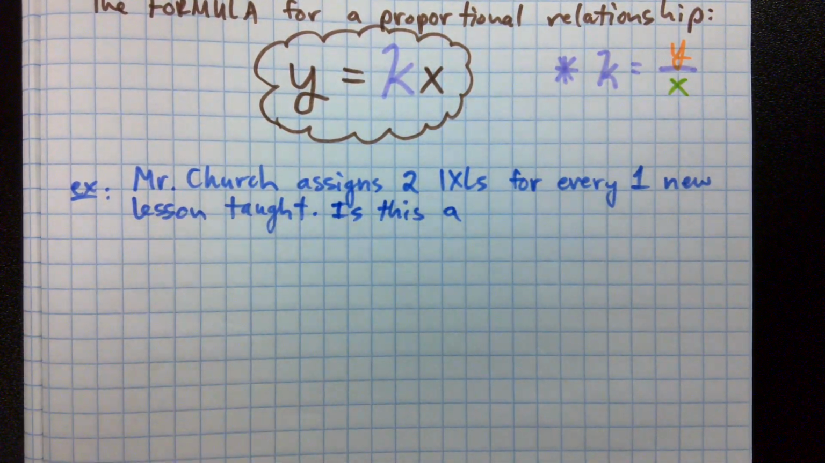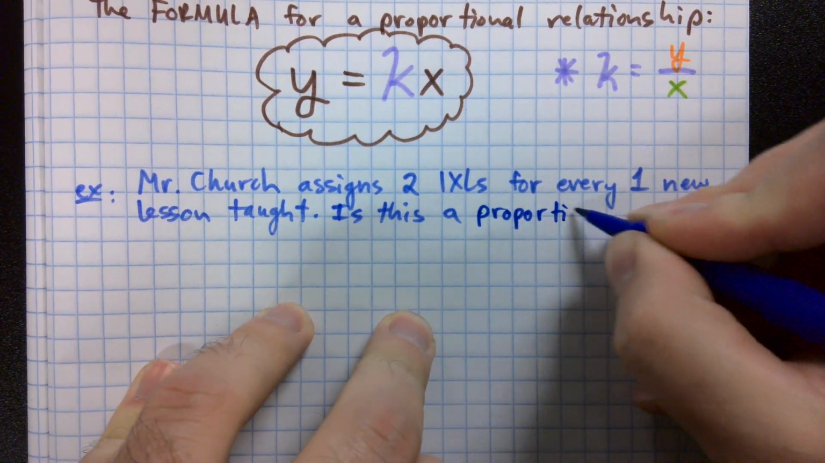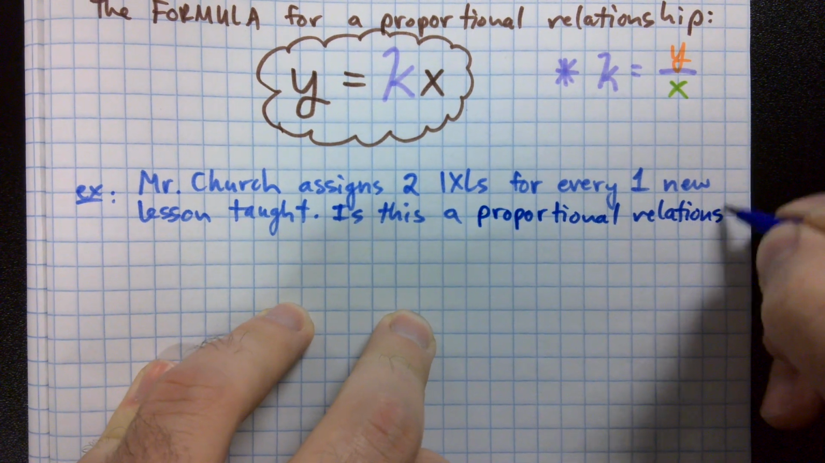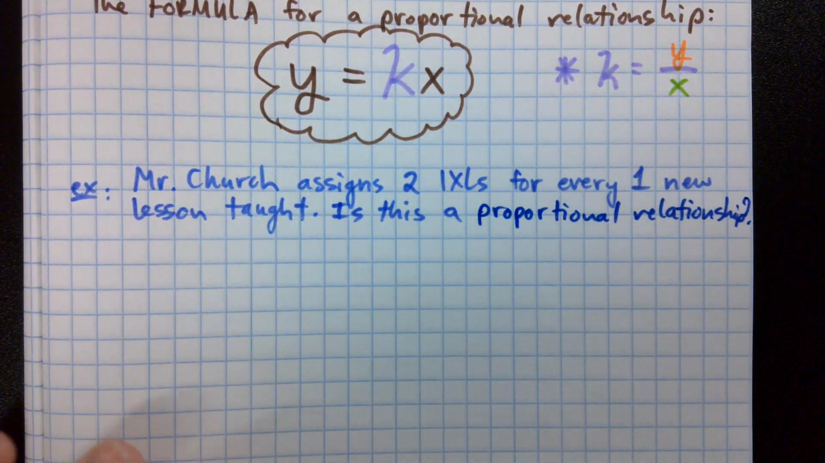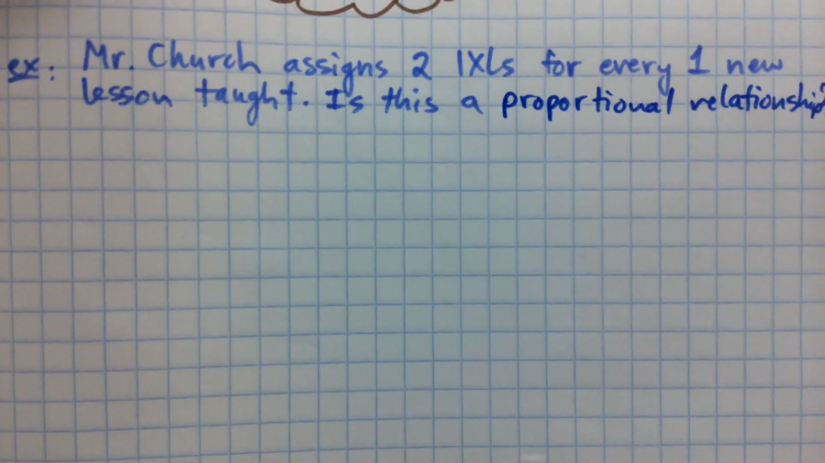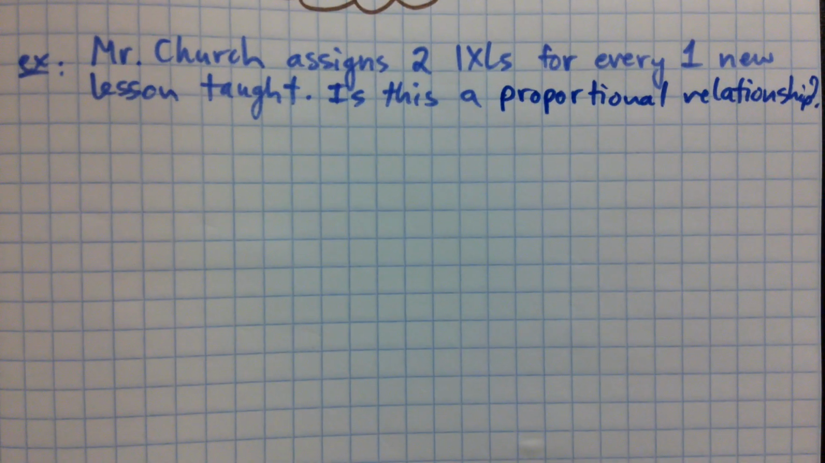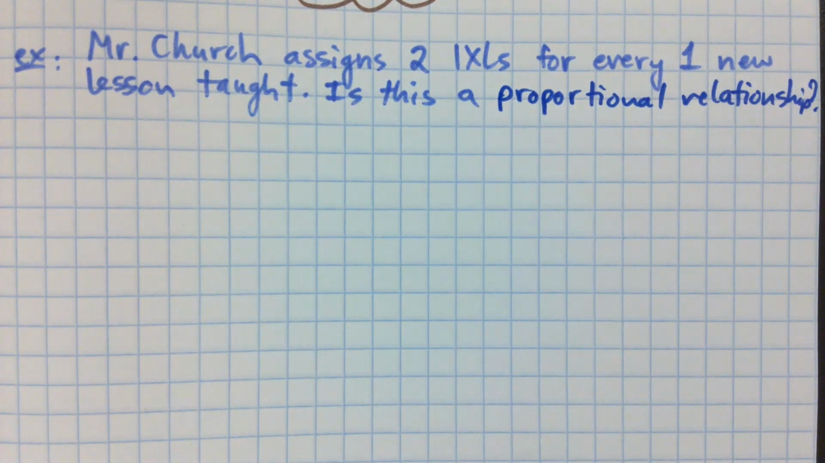We're going to find out, is this a proportional relationship? Should be a question mark. I ran out of room, and I'm going to zoom in. For example, Mr. Church assigns 2 IXLs for every 1 new lesson taught. Does this represent, or is this a proportional relationship?